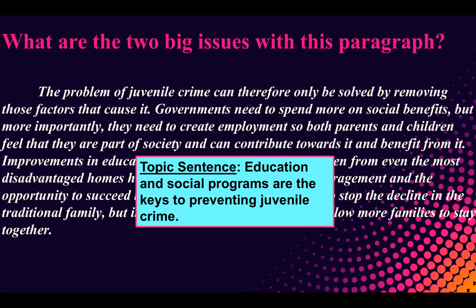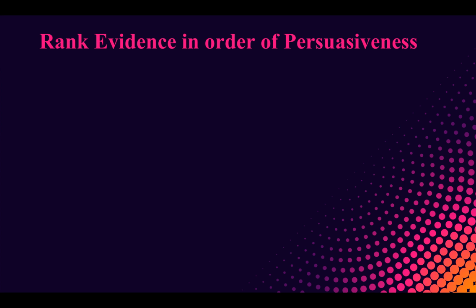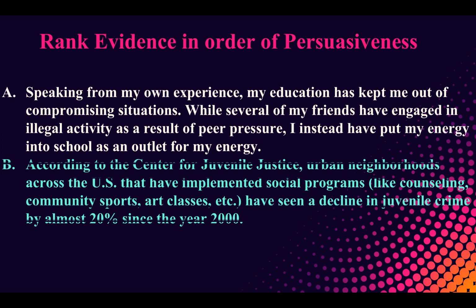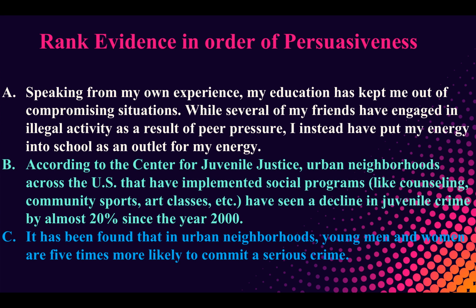So let's one more time go back up to the topic sentence. Education and social programs are the keys to preventing juvenile crime. So which piece of evidence is the most persuasive and best supports that particular topic sentence? Take a minute to decide.